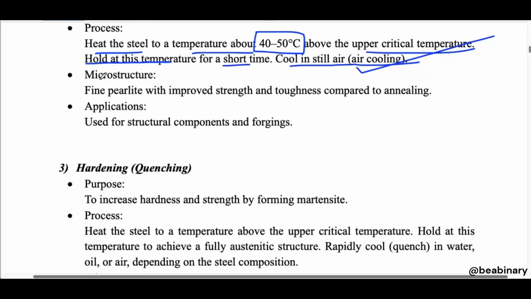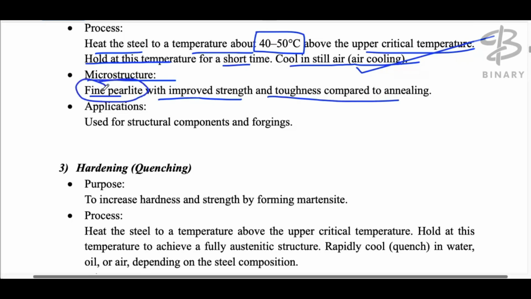Okay, if we talk about the microstructure, it is fine pearlite with improved strength and toughness compared to annealing. So in annealing, we get coarse pearlite, but here we get fine pearlite, with improved strength and toughness as compared to annealing. Whatever strength and toughness we got in the annealing process, here we are getting more than that, right? So in normalizing, we have improved strength and improved toughness compared to what we got in annealing.